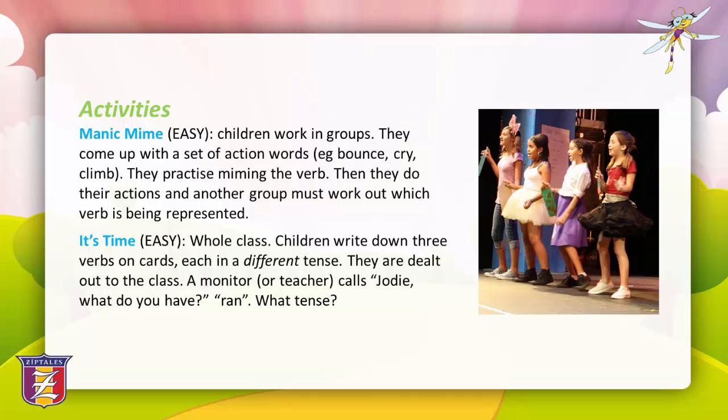Some activities. Manic mime. Children work in groups. They come up with a set of action words, for example, bounce, cry, climb. They practice miming the verb. Then they do their actions and another group must work out which verb is being presented. Look, the instructions are in the separate handout, of course.